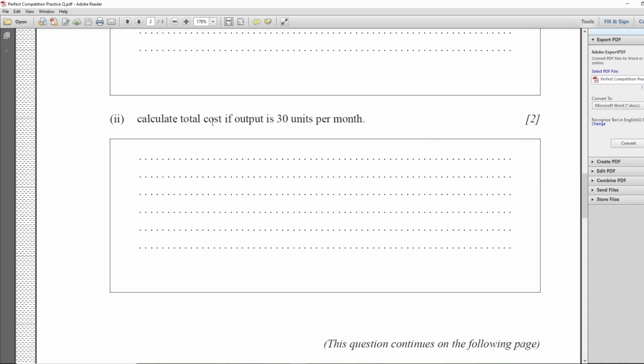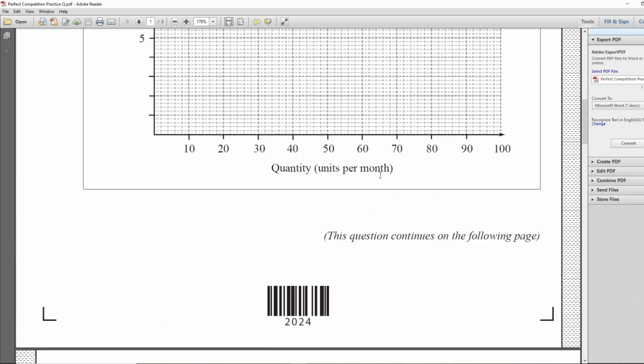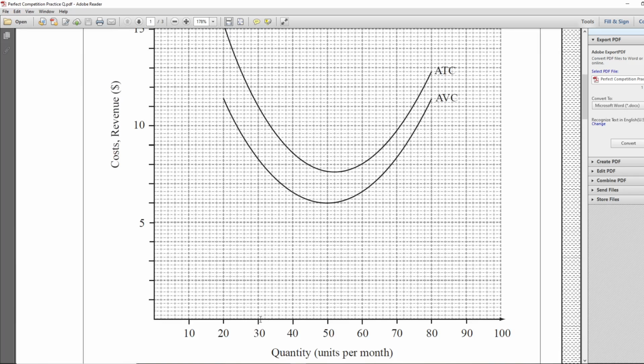Up next, let's go to the second one. Calculate the total cost if output is 30 units per month. Can someone give me the answer? If the output is 30 units, what will be the total cost? 330. Once again, you need the working. When you are working on your exam paper, make sure that you have your working as well.